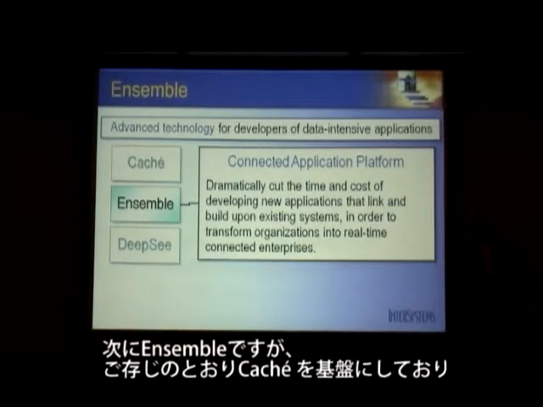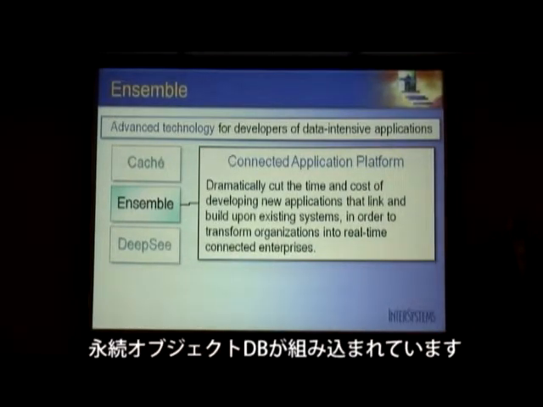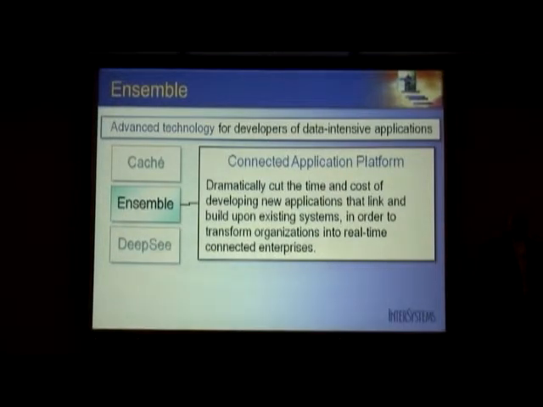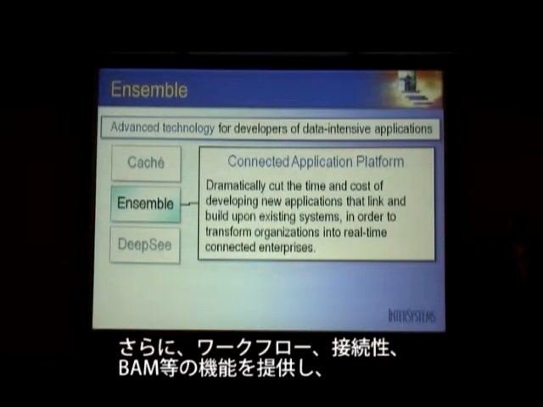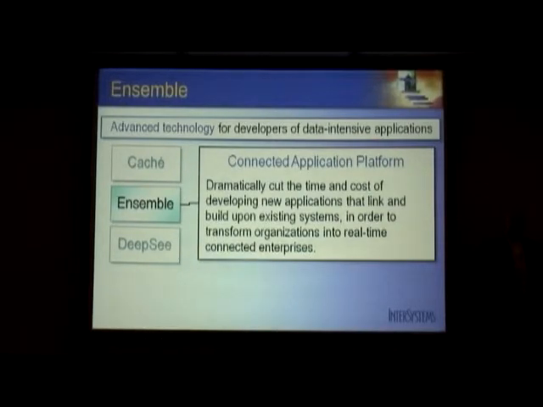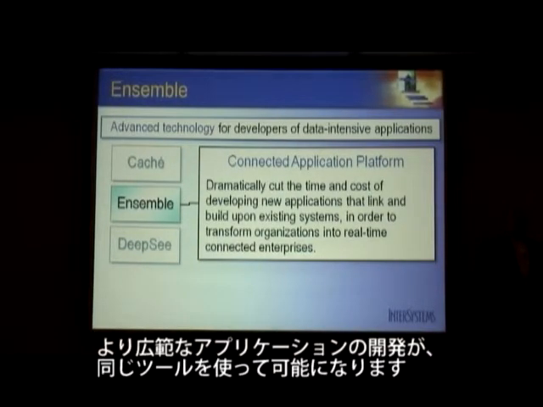Moving now to Ensemble. All of you know Ensemble as the product we've built on top of Cache, so it's got an embedded, persistent object database in it, but it provides for workflow capabilities, it provides for connectivity options, it provides for business process management, and allows a much broader scope of applications to be built using the same tools.